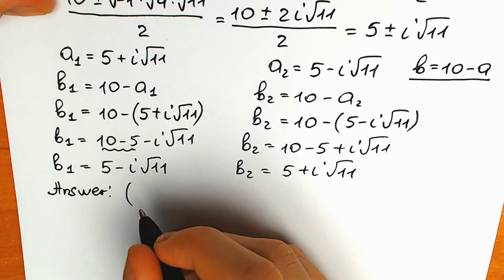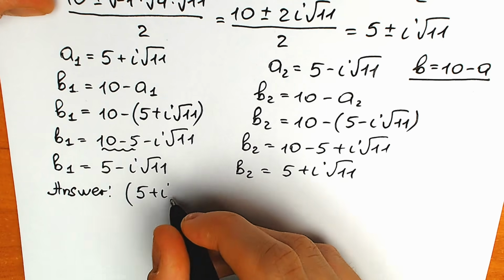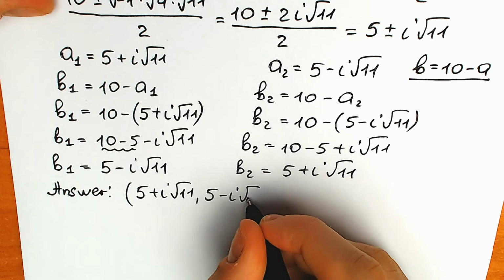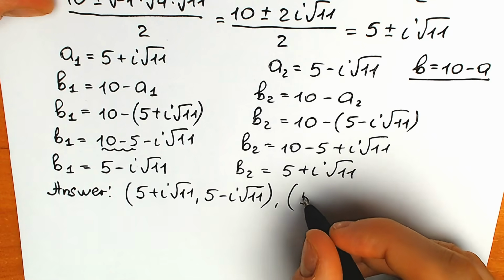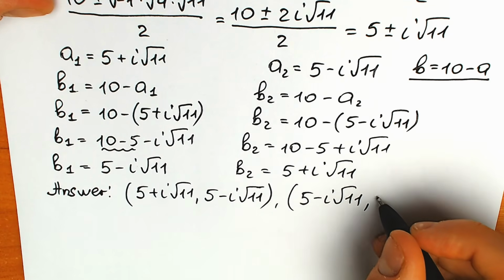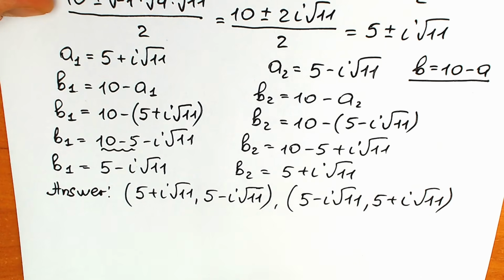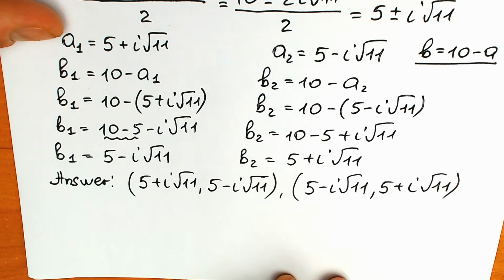So our answer: a first, b first, 5 plus i square root of 11, and 5 minus i square root of 11, yeah? And second parentheses, 5 minus i square root of 11, these are a second and b second, 5 plus i square root of 11. And in the end, let's check real quick our roots.